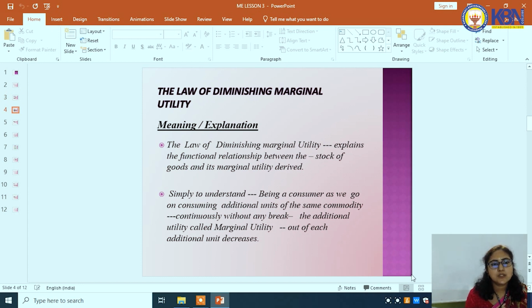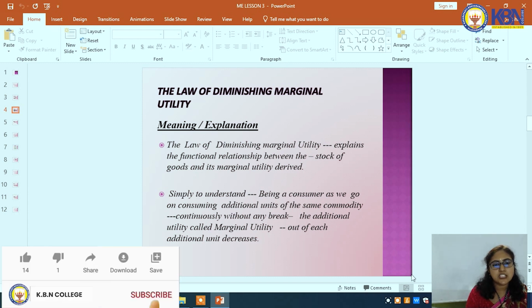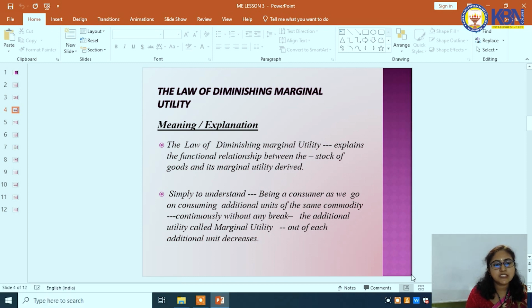Let us see what the law of diminishing marginal utility actually means. When it comes to the explanation or the exact meaning of the law, it basically explains the functional relationship between the stock of goods and the marginal utility derived. In simple words, being a consumer, as we go on consuming additional units of the same commodity continuously, without any interval or break, the additional utility, called the marginal utility, out of each additional unit decreases.